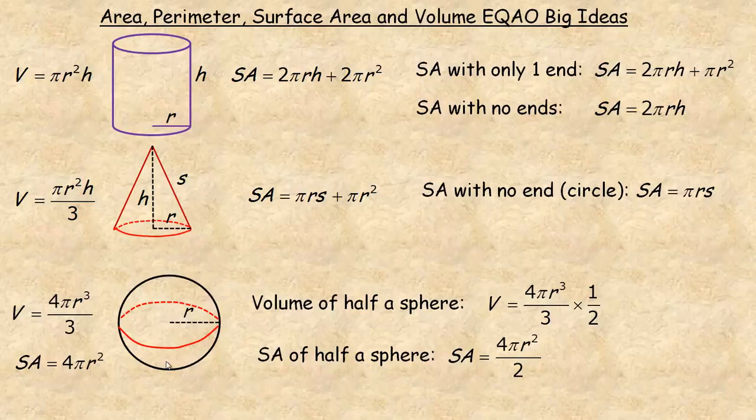A sphere. So this is supposed to be a sphere like a volleyball or a basketball, and there's only one dimension. It's just r, the radius, the distance from any point on the sphere to the middle of the inside, the center of the sphere.